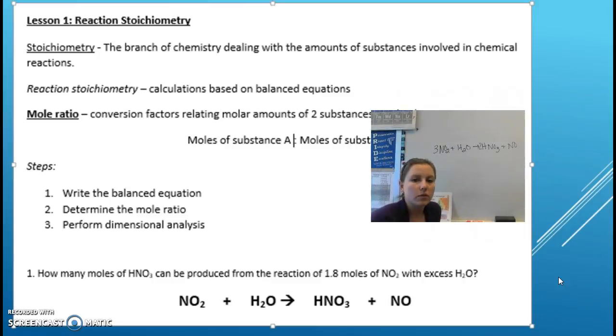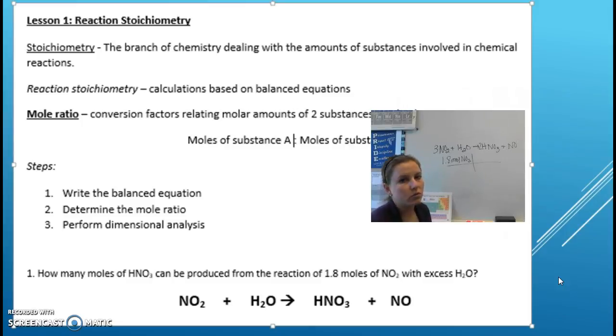Okay, so if we look at this problem, we want to always start with what we're given, just like before. So we have 1.8 moles. Now is where it's going to be really important that you write the label with it. So that is moles of NO2. If you don't write the label of what this is, I guarantee you're going to get confused pretty quickly in this chapter. So we have 1.8 moles of NO2.